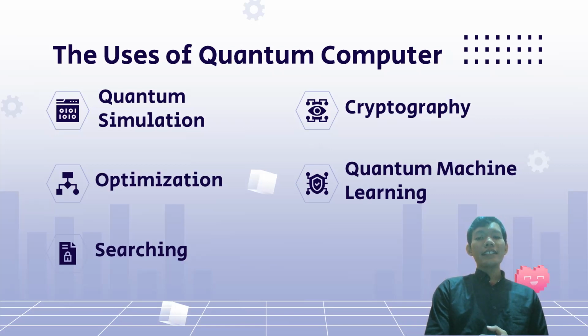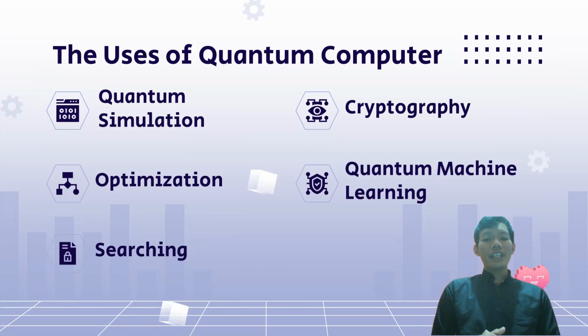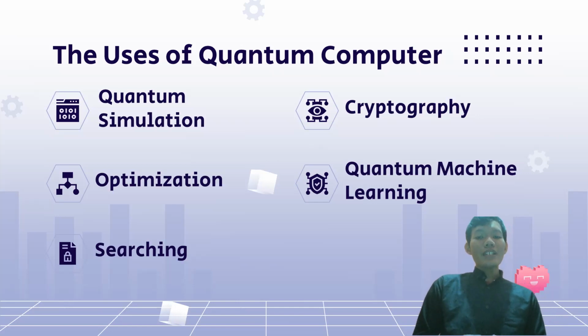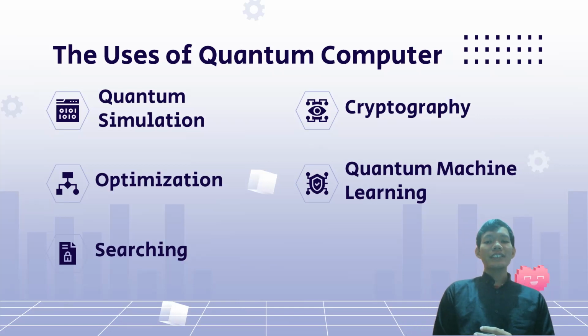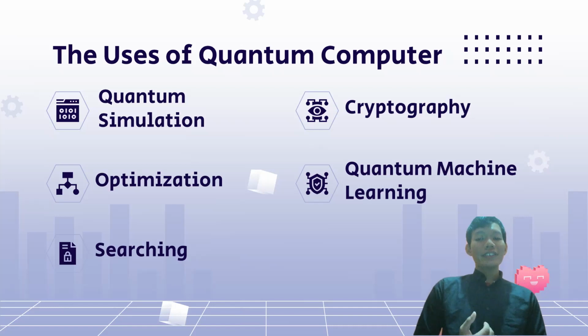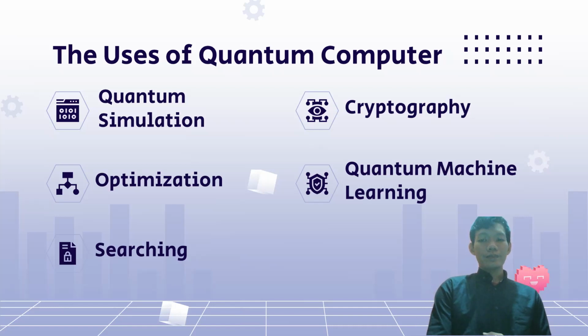Then the second is optimization. Optimization is the process of finding the optimal solution for a particular problem. This helps experts and researchers find better ways to manage complex systems such as traffic flow, airplane gate allocation, packet distribution, and energy storage.